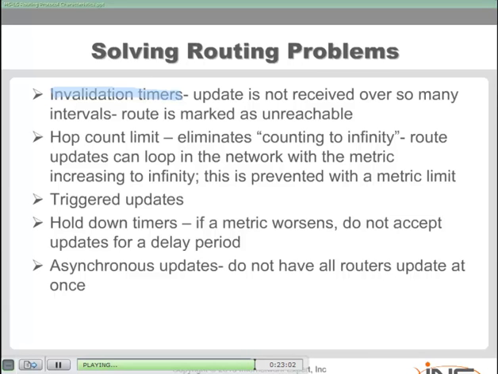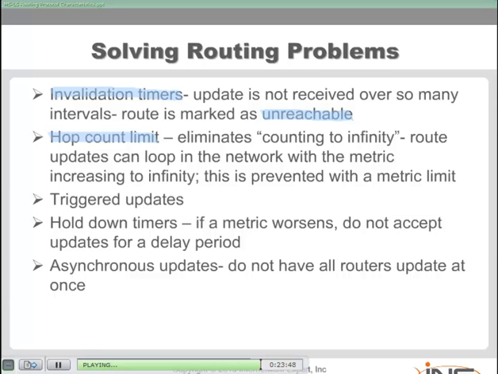An invalidation timer is a neat thing. It says, you know what? I haven't heard anything about this route for a real long time, so I'm going to go ahead and assume it's unreachable. Another thing that is built into protocols is a hop count limit. RIP, for example, says if the prefix is more than 15 hops away, I'm going to consider that unreachable. And that's acceptable for RIP because RIP isn't geared for large networks anyway. So with RIP, if it's greater than 15 hops away, it's considered unreachable and will not be installed in the routing tables as a best route.